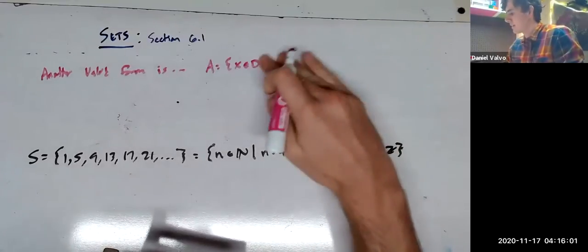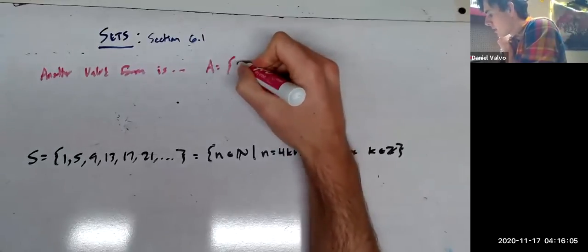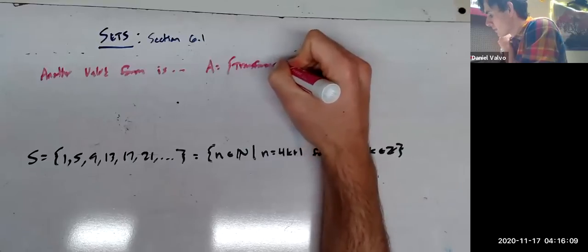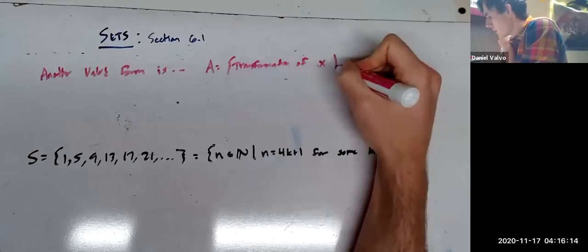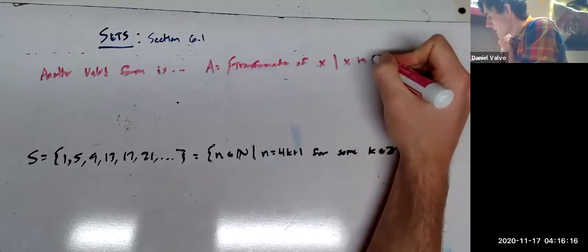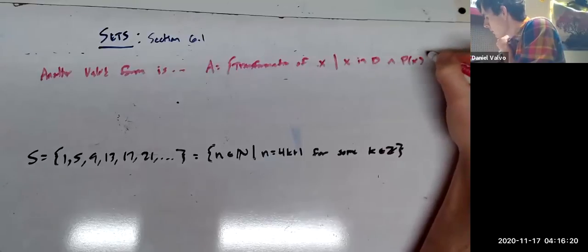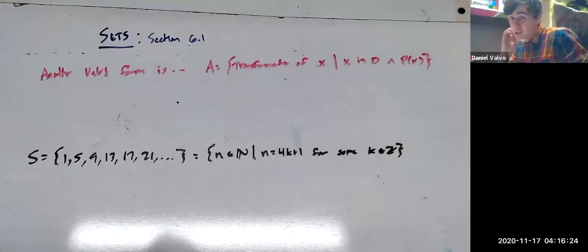actually, forget X and D set. We can write a set as some transformation of X such that X is in D and some P of X is true. And this looks weird. That's because we need to do examples.